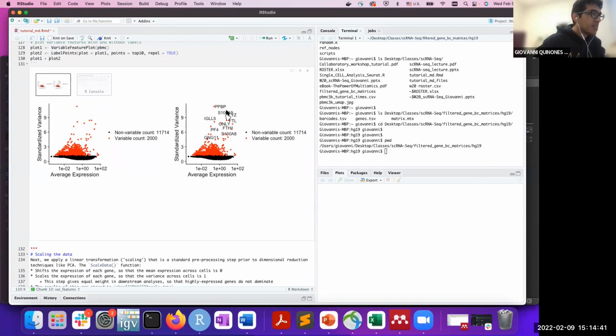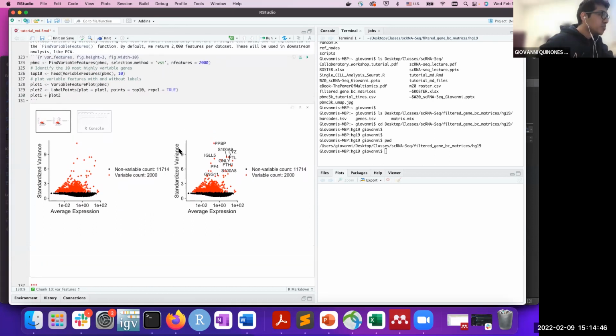Yes, somebody is saying that the graphs appear very smooshed. You can change these parameters up here, where you specify the height and the width of your plot.